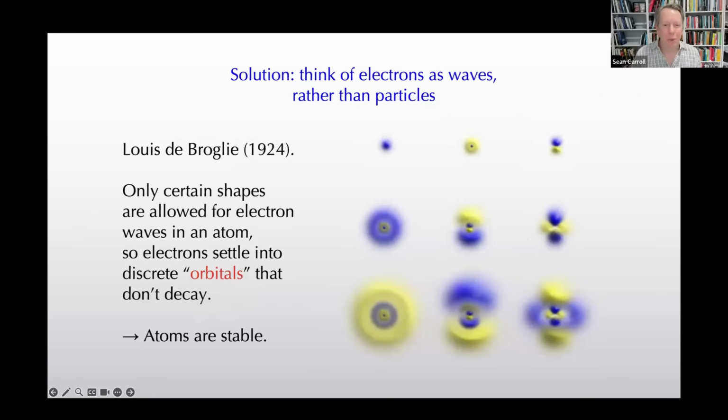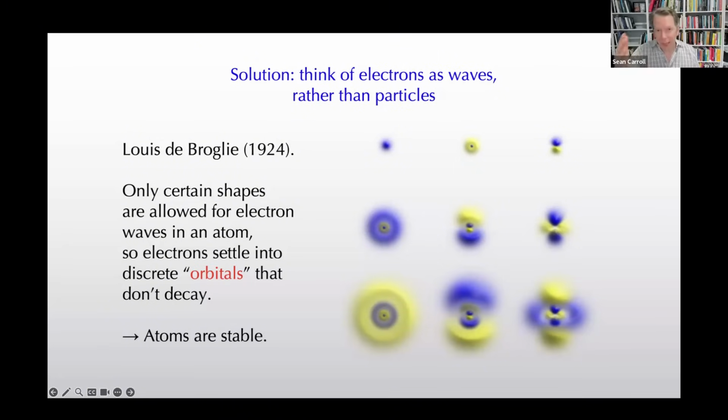A big step toward getting the right answer happened in 1924 when Louis de Broglie, who was a graduate student at the time, this is a little challenge to you graduate students out there. What are you going to do with your PhD thesis? Louis de Broglie's PhD thesis was suggesting that electrons should be thought of as waves rather than particles. So we would call this wave today the wave function of the electron.